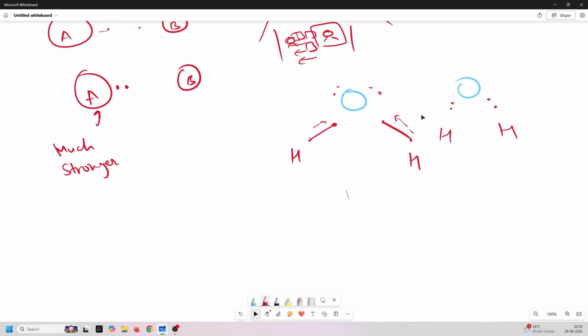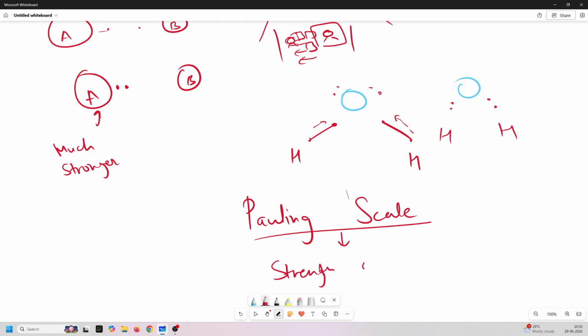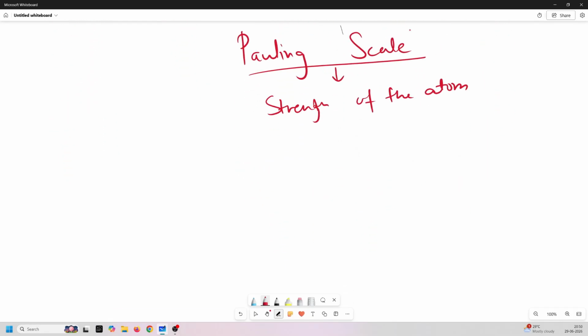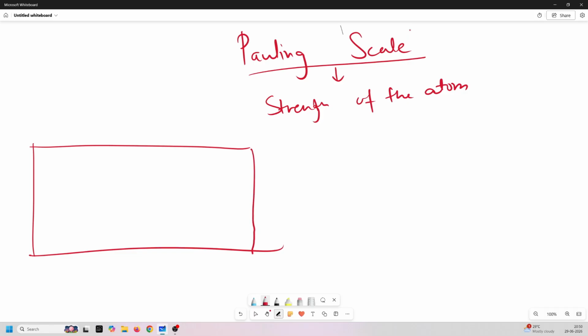And there is a scale known as the Pauling scale, which basically tells the strength of the atom. And in the periodic table there are some trends. So let us just draw a quick periodic table. Let us imagine that this is the periodic table, and these are all of the elements.